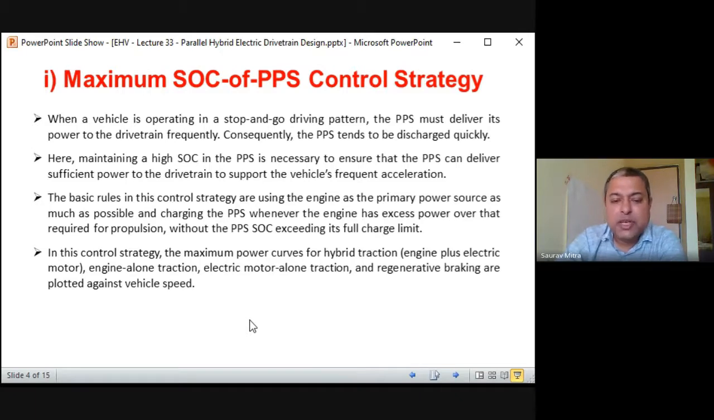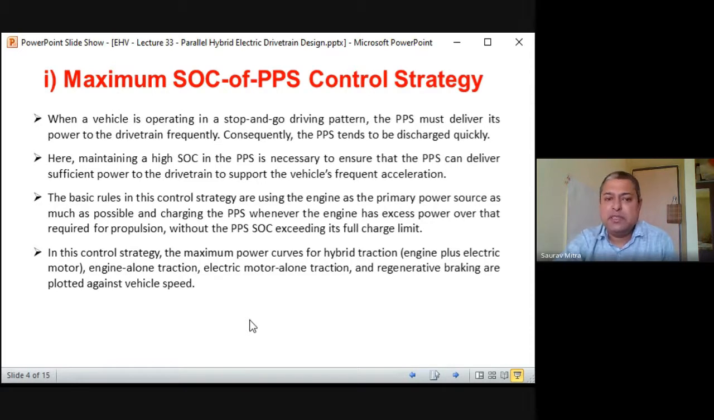So these are the main four cases. Two more cases are shown, so there are a total of 6 cases that we have to study. The main four we had found in the case of the series hybrid electric vehicle also. But for the parallel hybrid electric vehicle, there are 6 strategies. So these two questions are very important questions for the exam.